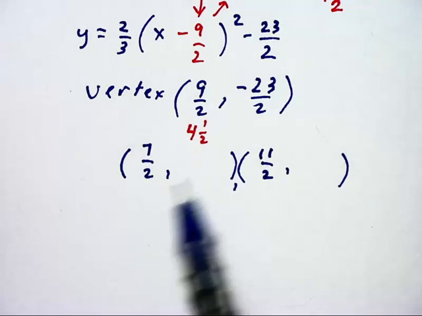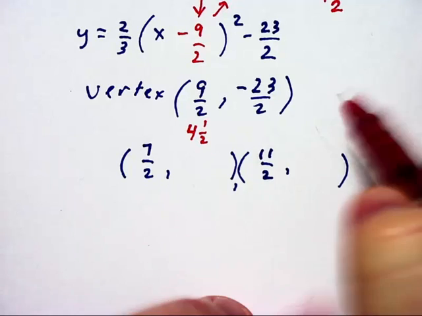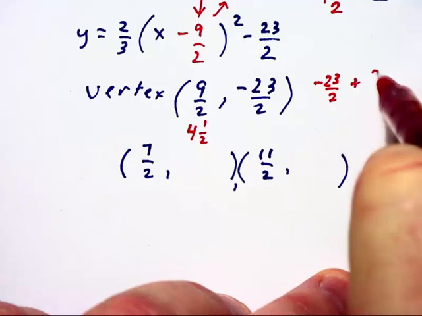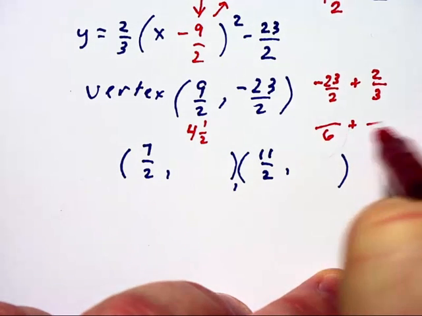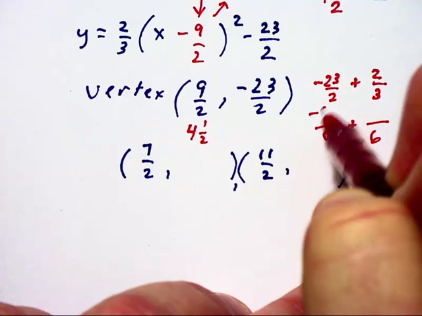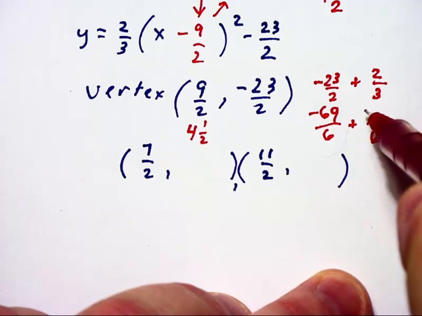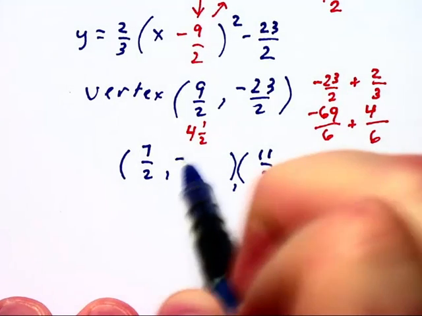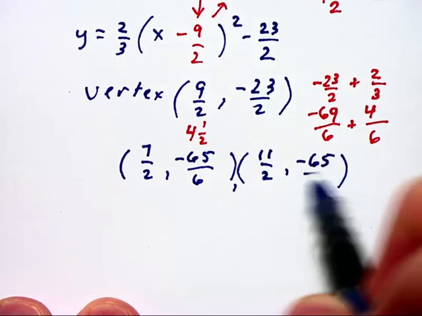So what we're going to think of this is rising 2/3 and running 1. And if I were to take this negative 23/2 and add 2/3 to it, I can get something over 6 plus something over 6. That becomes negative 69/6 when I multiply by 3/3, and 4/6 when I multiply by 2/2, and that will give us negative 65/6, which is the y value in each of those cases.